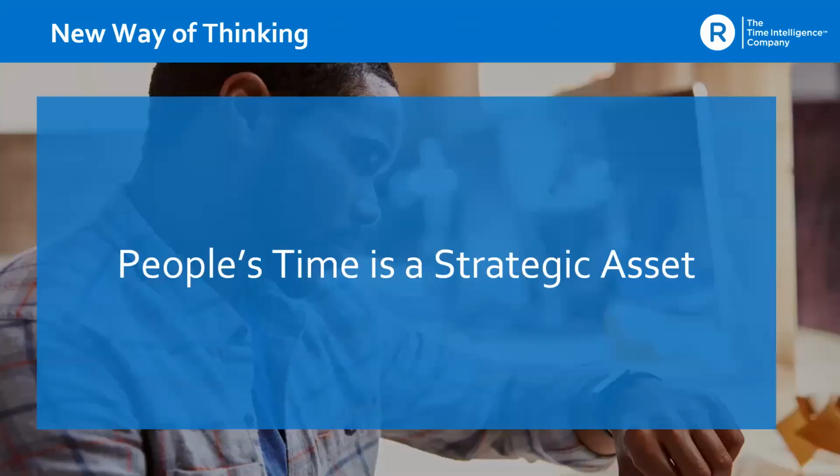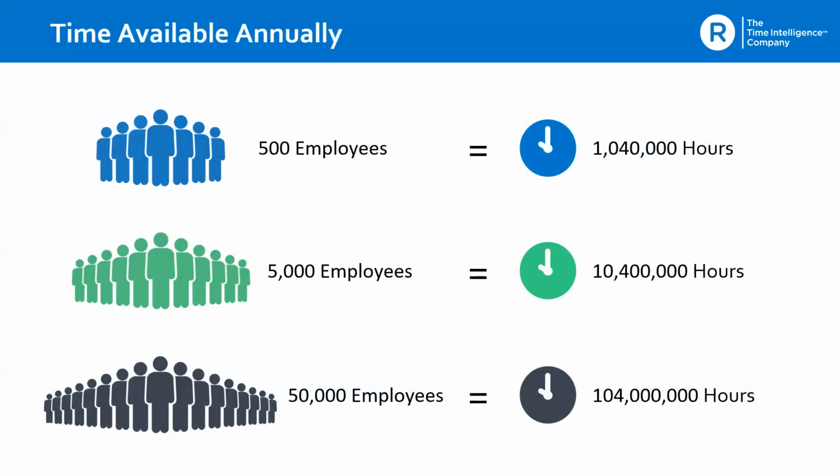At Replicon, we believe that people's time is a strategic asset, and it is something that you have to manage and treat very carefully as the precious resource that it is. Time is finite, and you only have so much available to you. And exactly how much time you have at your disposal depends on the size of your organization. You see, for 500 employees, you have about 1.4 million hours available per year. For 5,000 employees, you have about 10.4 million hours available per year.